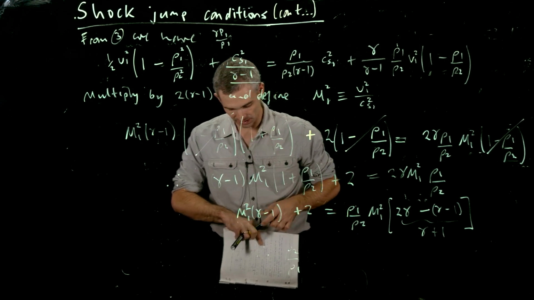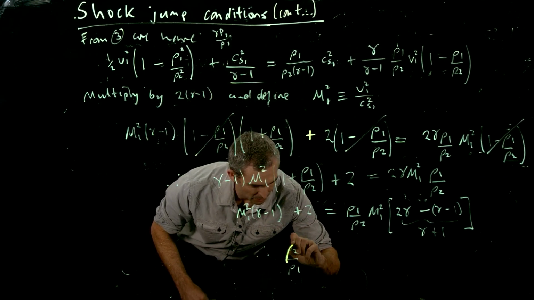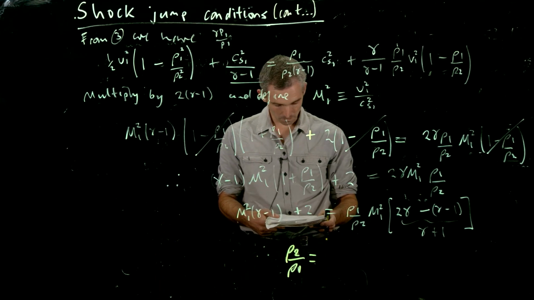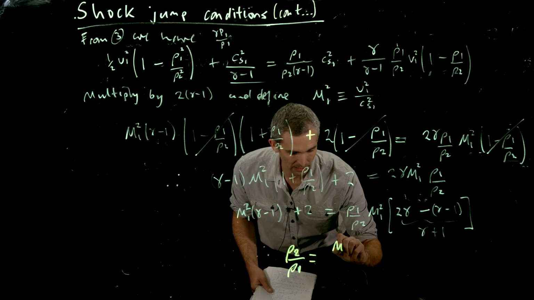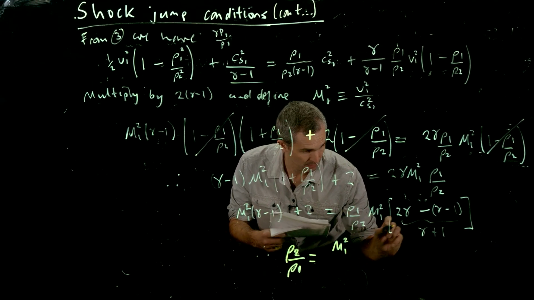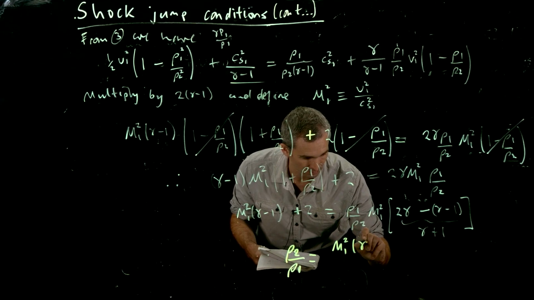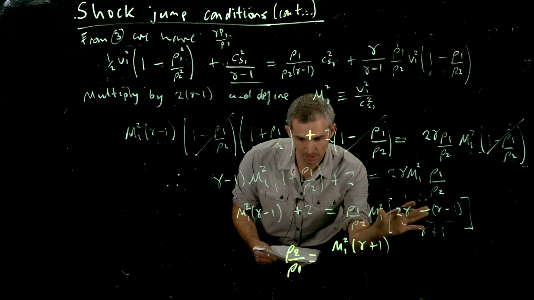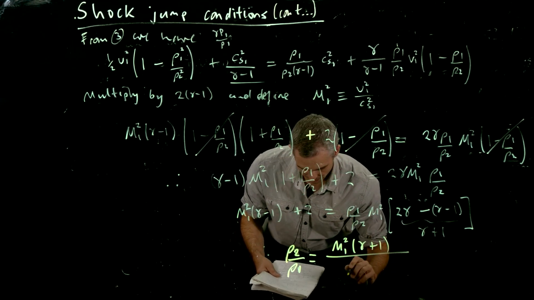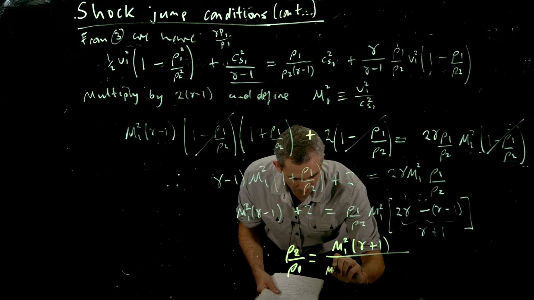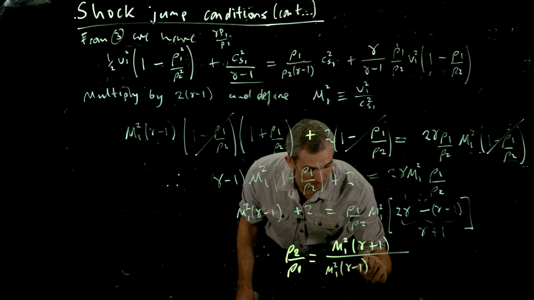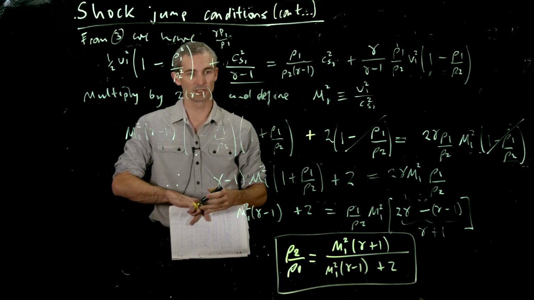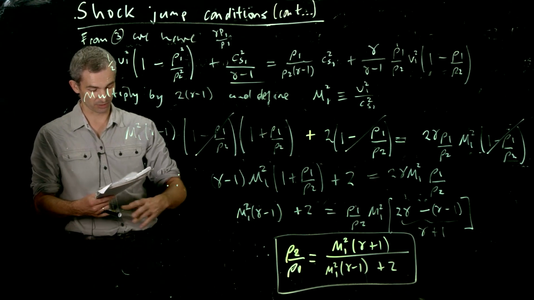Now, I'm going to definitely write this in a different color pen. So we get rho 2 on rho 1 equals the Mach number 1 squared times gamma plus 1. So that's that term, and then we divide by that term. So we simply get divided by Mach number 1 squared, gamma minus 1, plus 2. All right, so we've solved our shock jump conditions for the density jump across a shock.